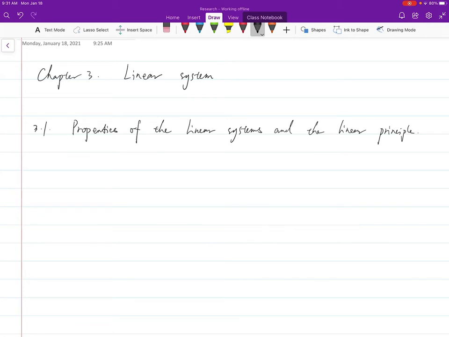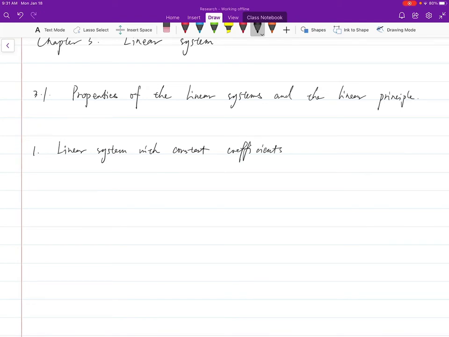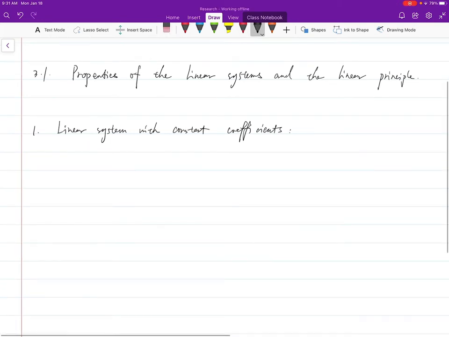First, let's talk about linear systems in general, how to define them, what kind of properties they have. And the first thing we want to talk about is linear system with constant coefficients. Usually when we talk about linear system, we are referring to linear systems with constant coefficient. That is something look like this.